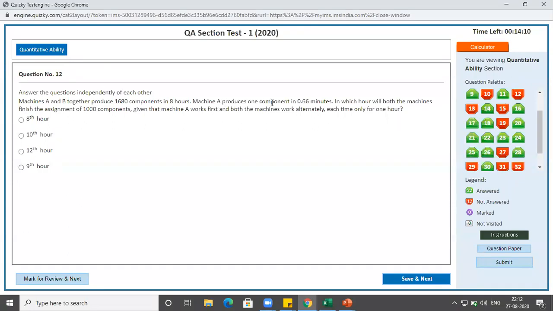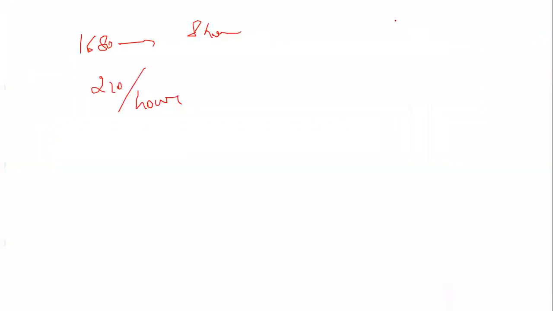1680 components in 8 hours. So that is like 210 components per hour. Key efficiency: when they're working together, machine A produces one component in 0.66 minutes. Okay, 0.66 minutes में one component.